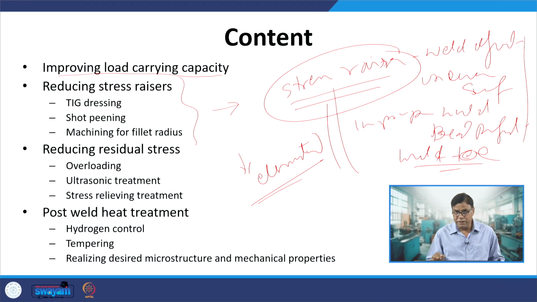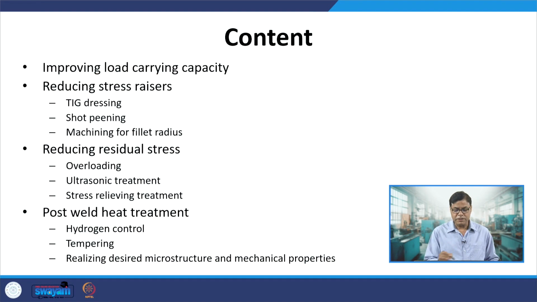So, we will be talking about the various techniques which are used for improving the performance of the weld joint through the elimination or reduction of stress raisers. One is toe dressing, another is shot peening, and third is machining the fillet in case of the weld toe or the fillet weld joints.